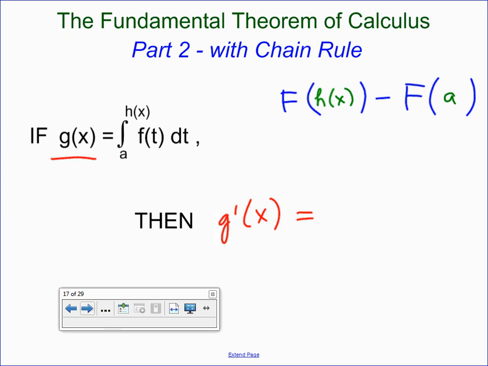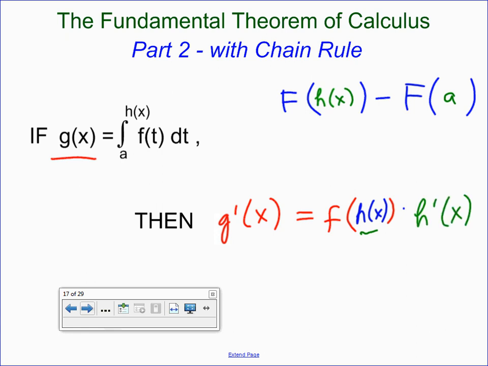And so the derivative of this overall function, big F, evaluated at h of x, is going to be little f, evaluated at my upper limit h of x, times, you guessed it, the derivative of my inner function. What was my inner function? h of x, and so h prime of x.